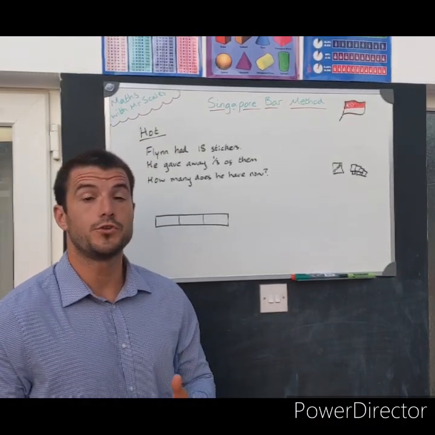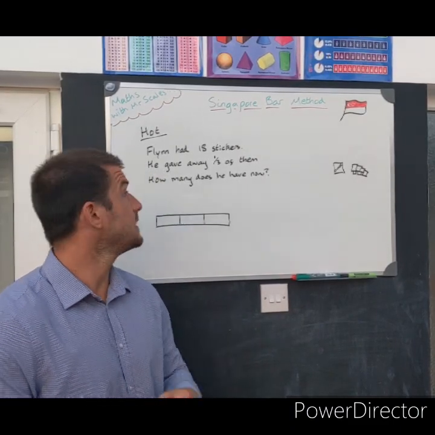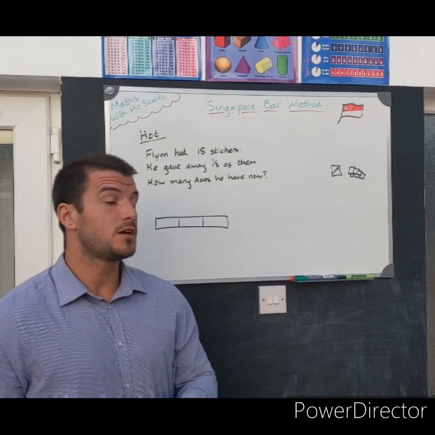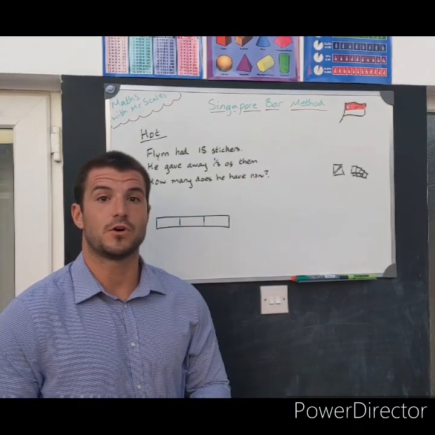Again, I want you to use your Singapore bar method to solve this. Start with the fraction you've been given. So you've been given 1/3, so you split your Singapore bars into 3. Use the information you've got. Good luck.